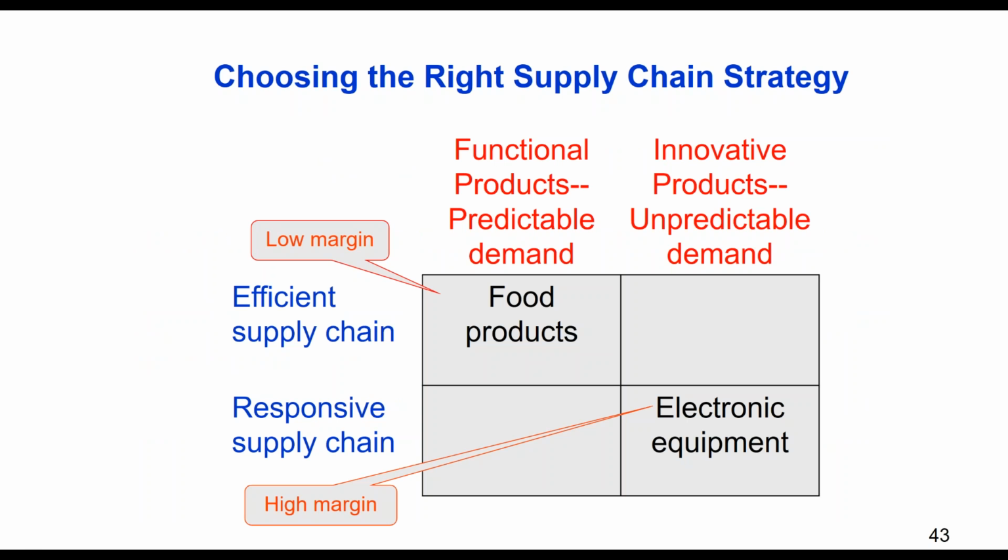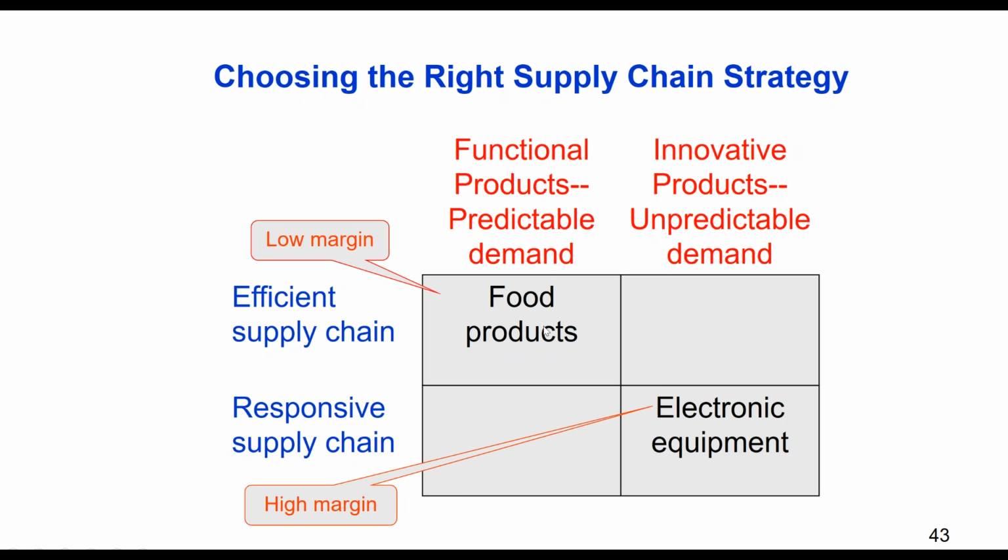These four things become a quadrant, which will help you define where my product lies and what strategy I should follow. So if it is a functional product or an innovative product, and on this very line we have efficient supply chain and responsive supply chain.